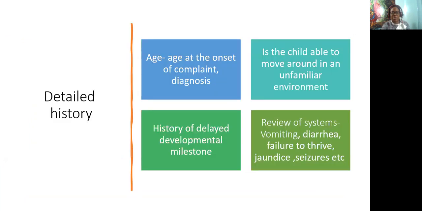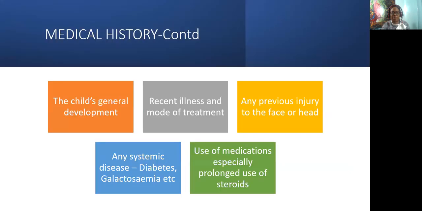For the detailed history, we want to know the age at the onset of complaints and the age at diagnosis. This can serve as prognostic indicators in the subsequent management of the patient. We want to find out whether the child is able to move around in an unfamiliar environment. We want to find out history of delayed developmental milestone, and we need to ask specific questions in order to rule out systemic associations.